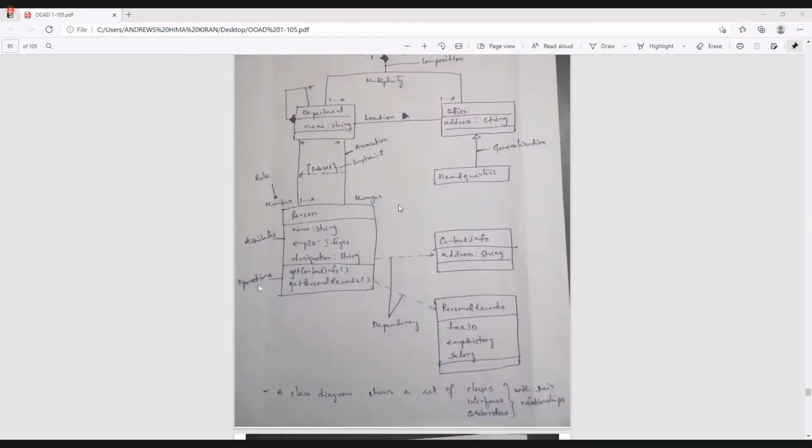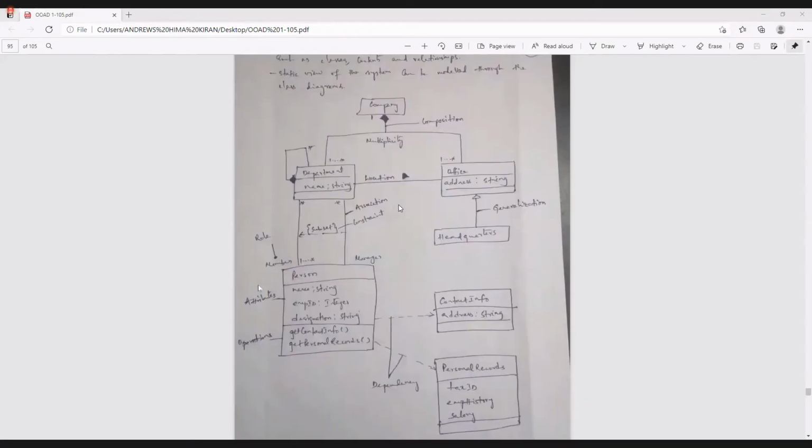Next, here a large class diagram is there. Here, how many classes are there? 1, 2, 3, 4, 5, 6, 7. Seven classes are there. Each and every class is connected to another class by using generalization, composition, and dependency.